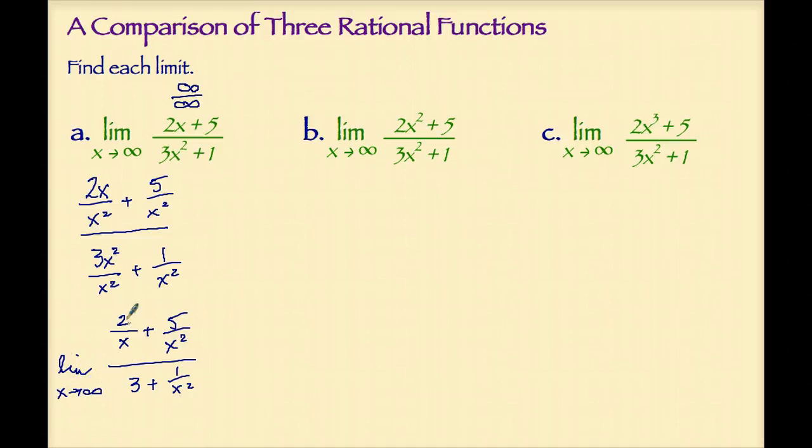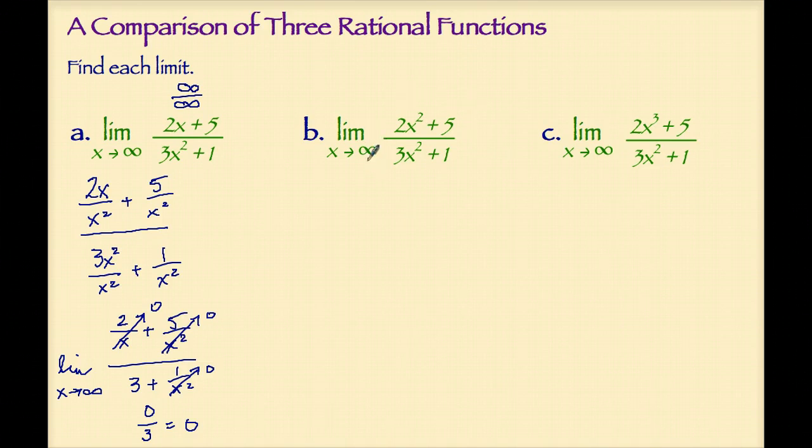We can see that plugging infinity into this term, this one, and this one leads to 0 in all three cases, since they are constants over variables raised to a power. So this becomes 0 over 3, which is 0. Therefore, the limit of this function as x approaches infinity is 0. Let's look at the next rational function.